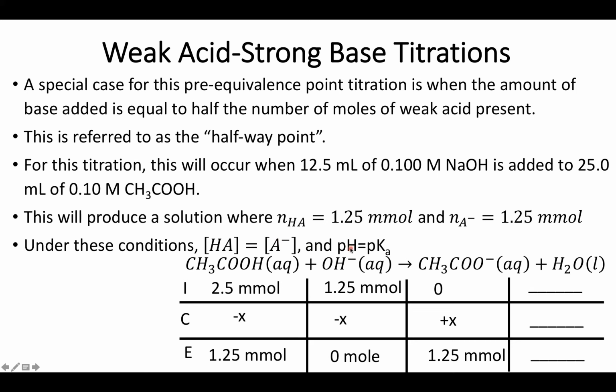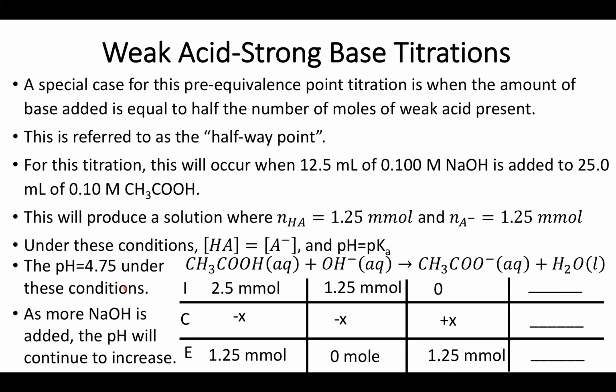So this means that without having to do any real calculations, simply by knowing I added half an equivalent, I know that the pH is going to be equal to 4.75, simply because that's my pKa. So as I add more sodium hydroxide, that pH is going to continue to increase as my buffer will now be richer in base than acid.